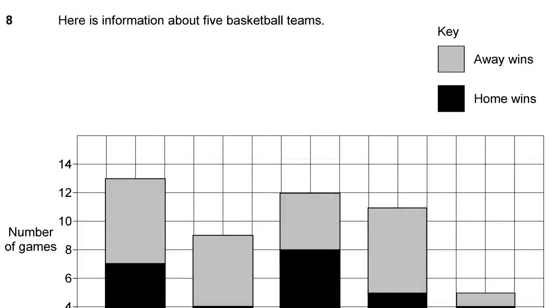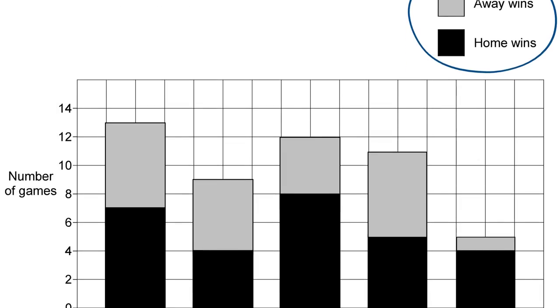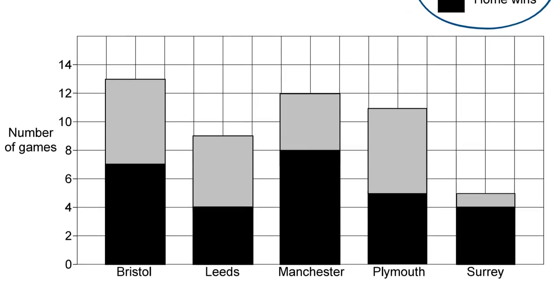Question 8. Here is information about 5 basketball games. We can see from the key up here that away wins are grey and home wins are black. Okay, so here are the 5 teams. Bristol, Leeds, Manchester, Plymouth, Surrey.